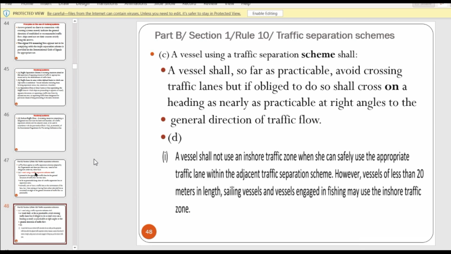The exception: vessels of less than 20 meters length, sailing vessels and vessels engaged in fishing may use it. Other than these, all other vessels have to use the traffic separation scheme, the appropriate lane, and not the inshore traffic zone.